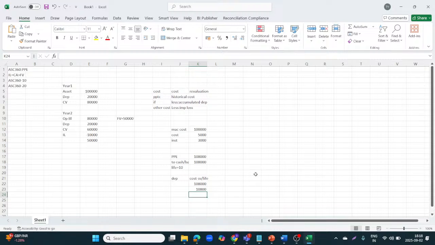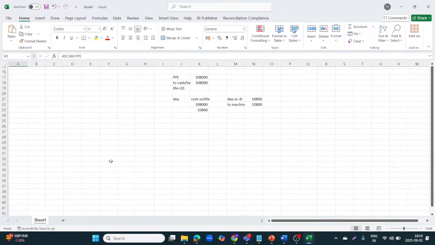Okay, so your journal entry will be: depreciation is an expense, so depreciation account debit to machinery account credit, because the value of the machinery gets reduced. So machinery account credit with amount 108,000. This is your journal entry for depreciation. Okay, so this was all there in Accounting Standard Codification 360, property, plant and equipment.